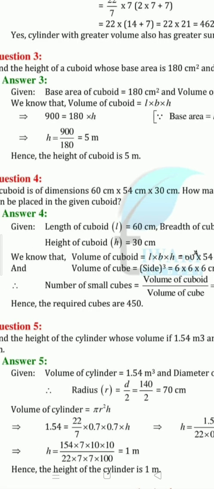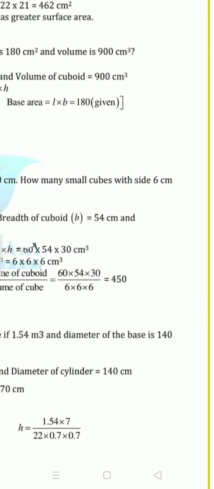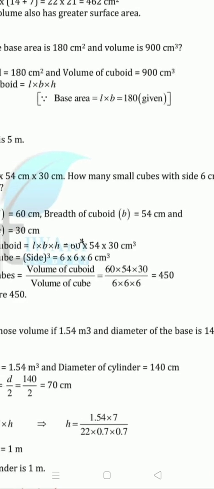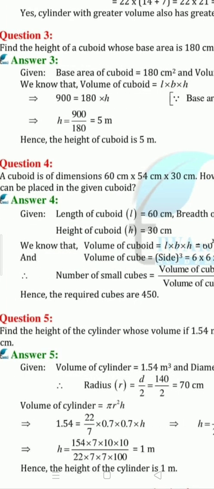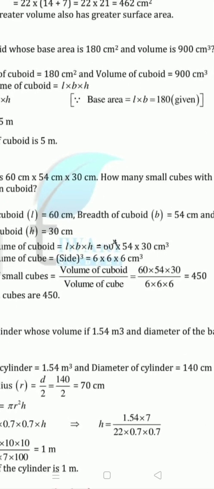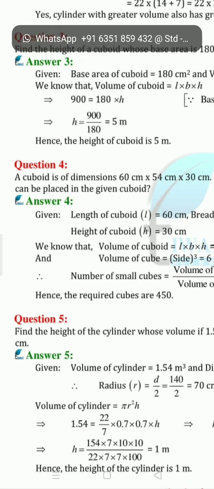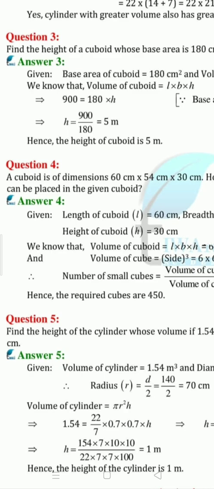Clear? Fifth one is to find the height of the cylinder whose volume is given and diameter of the base in centimeters is given. Children, over here you have to see, look, volume is given in meters and diameter is given in centimeters. So you need to change the diameter from centimeter to meter. You just have to divide by 100. So diameter in meters, you will get 1.4. Okay, and then use the formula of the cylinder and you will get height. Clear?